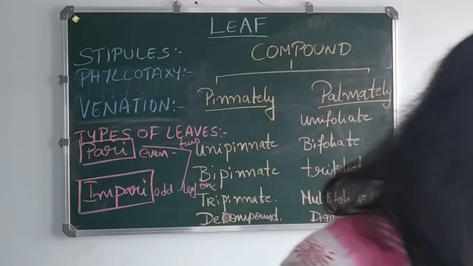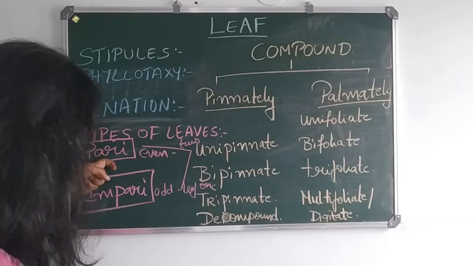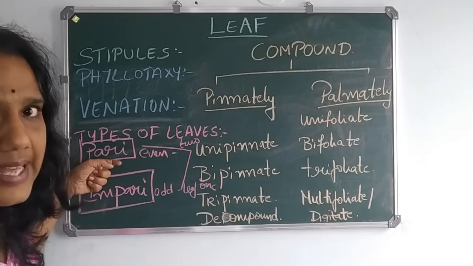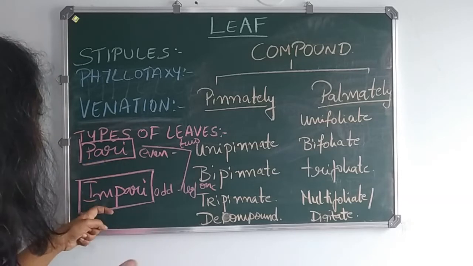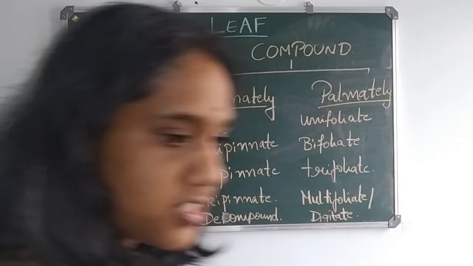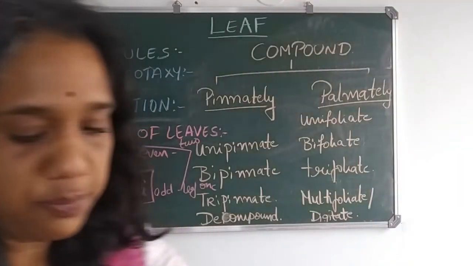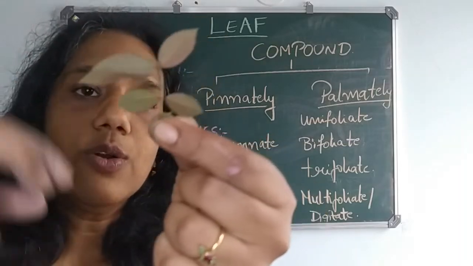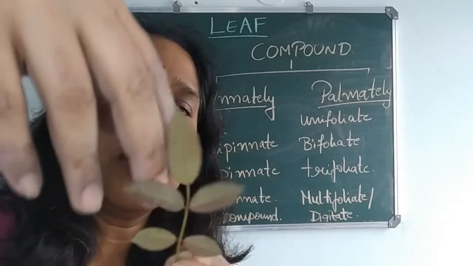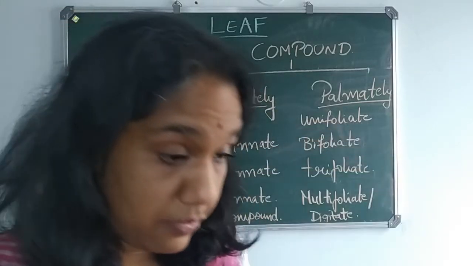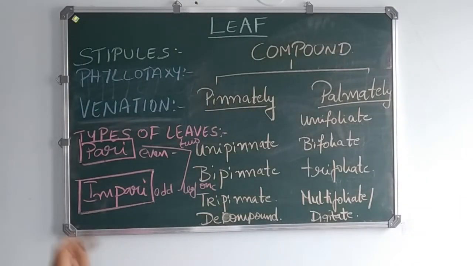Example for paripinnate is the one which I have shown you, also called cassia. Then another example is tamarind. Imparipinnate, the example is rose. See, rose I also showed you for the adnate type of stipules. Now see again here, you can see the rose is having how many? 5. Again it is an imparipinnate type of compound leaf. Neem is also an example for imparipinnate.